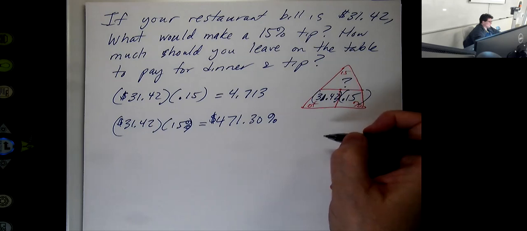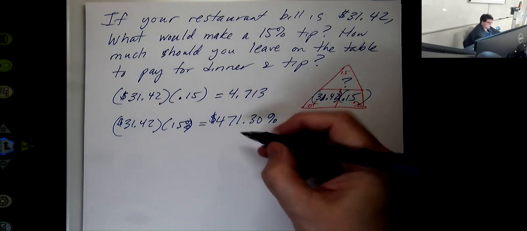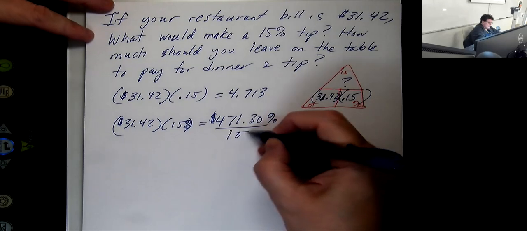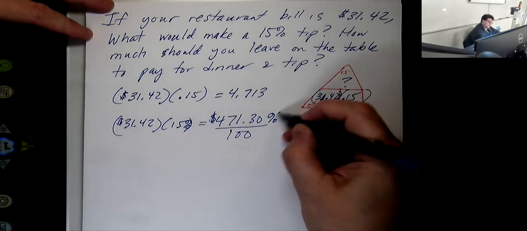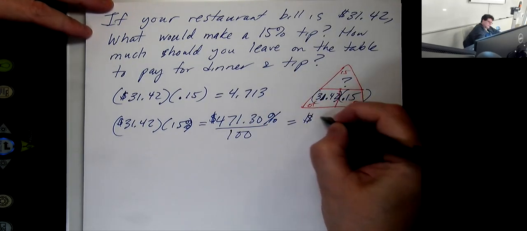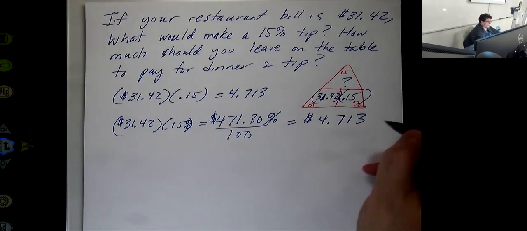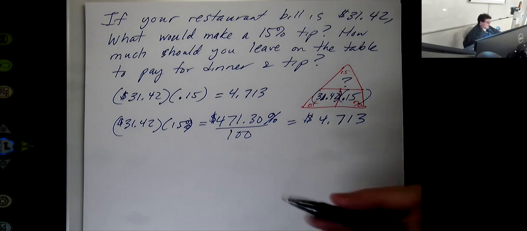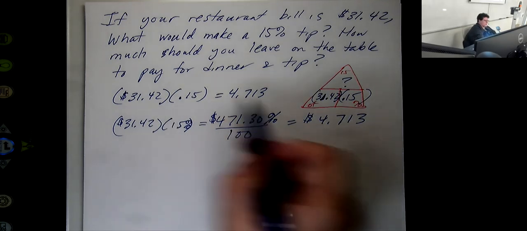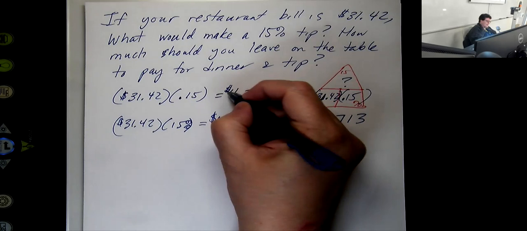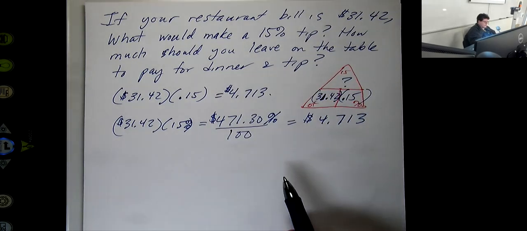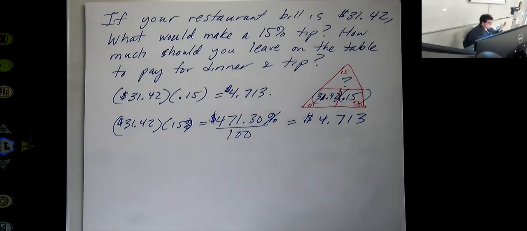So to get rid of the percent, we move the decimal or divide by 100. That will cancel out the percentage, and we'll end up with $4.713 as our tip. Whichever way you go, if you do it this way, the answer spits out right away. If you do it here, there's another step, but you have to do it somewhere. You have to remember to move the decimal, but it is okay to move it afterwards.